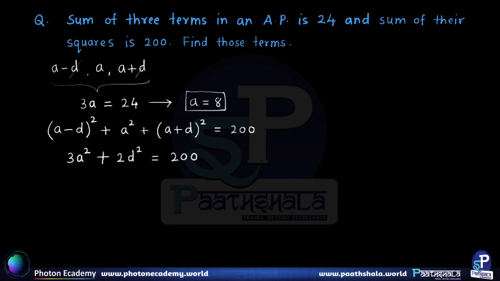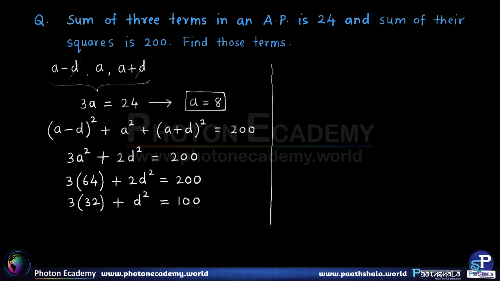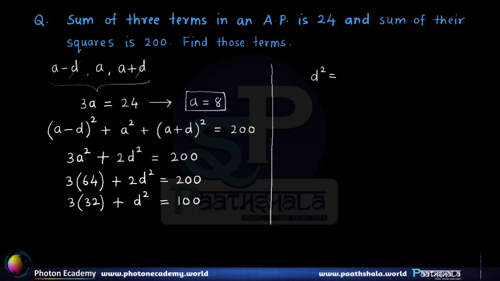Now A square can be substituted because we know that A is 8. So A square is nothing but 8 square, which is 64, plus 2D square is equal to 200. So cancelling 2 throughout, we have 3 into 32 plus D square is equal to 100. So that gives us D square is equal to 100 minus 3 into 32, which is 96. So therefore D square is equal to 4, and hence D turns out to be either plus 2 or minus 2.